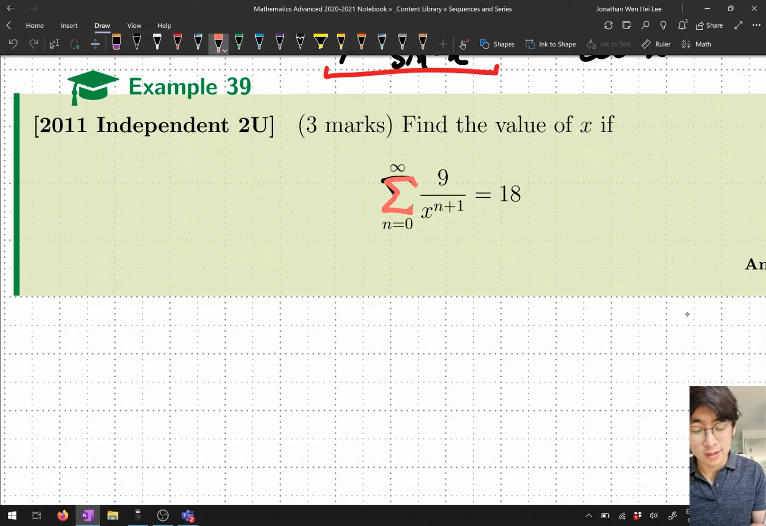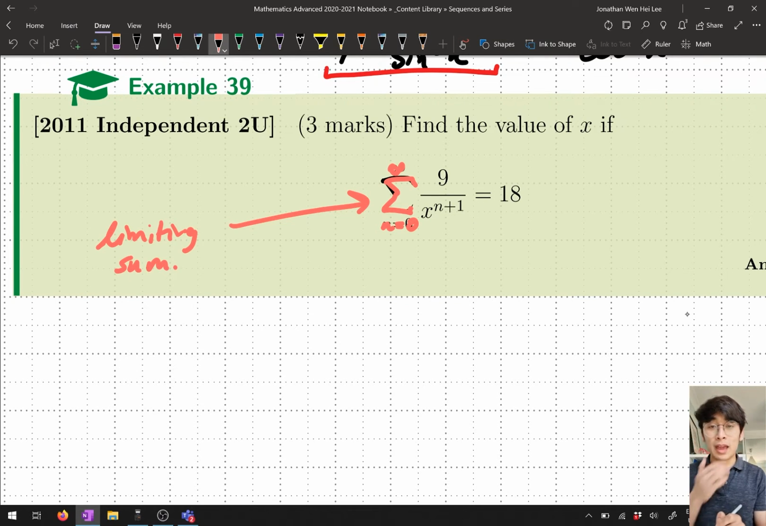Here, we're taking the sum of all the terms from n is equal to 0 all the way to infinity. If you think about what we said the limiting sum was, if I added up all of the terms of a particular geometric sequence where the common ratio was less than 1. So we're adding to infinity. So this is just another way of someone sneakily writing that we're dealing with a limiting sum. Okay, so what they're telling me is that we're taking the limiting sum of this particular pattern.